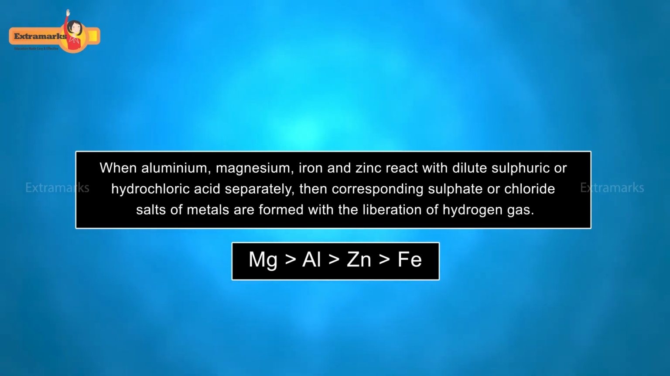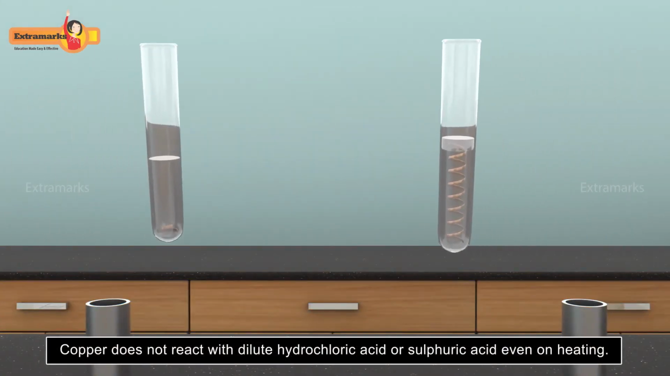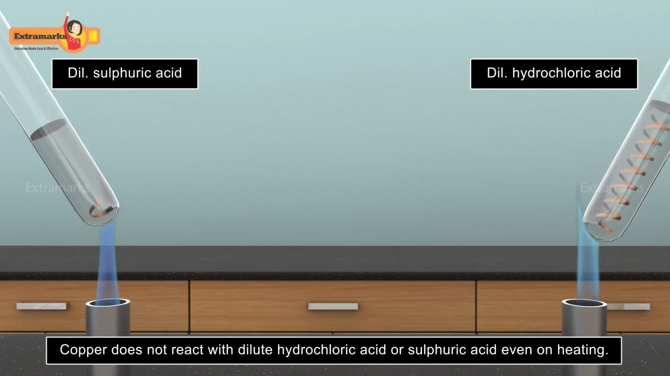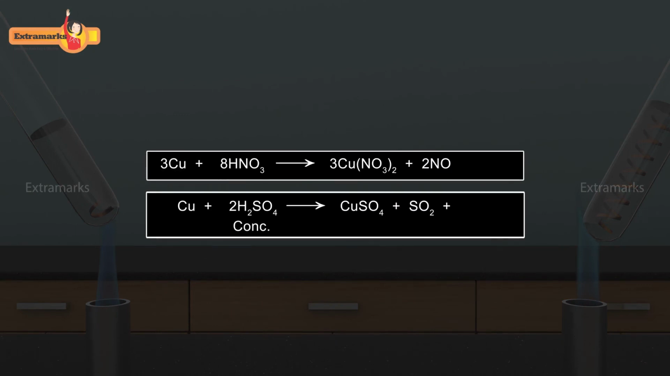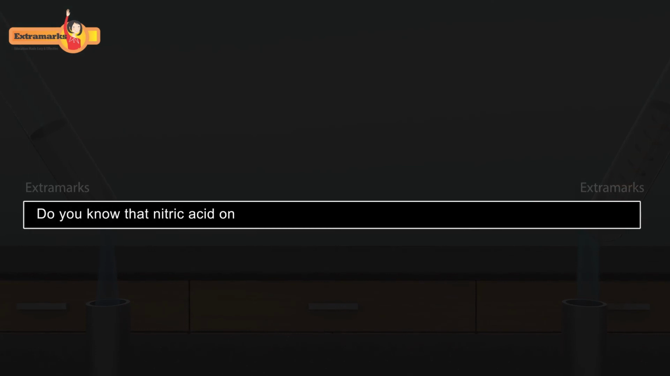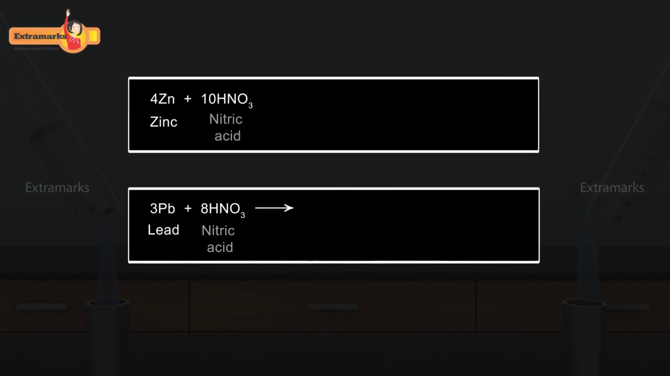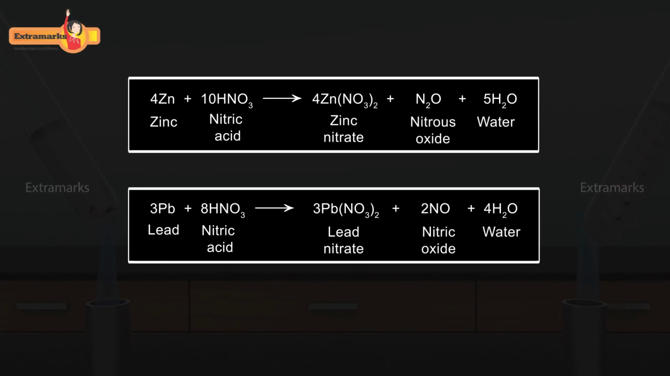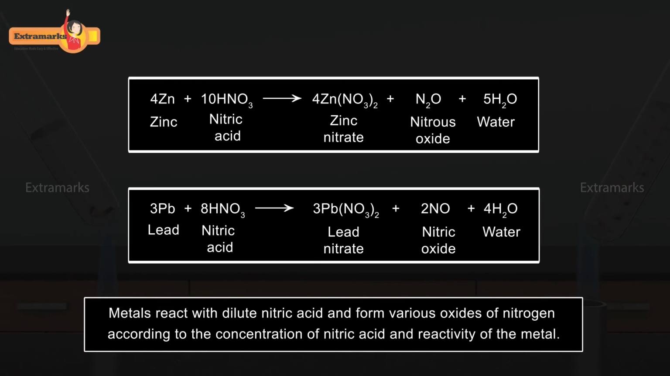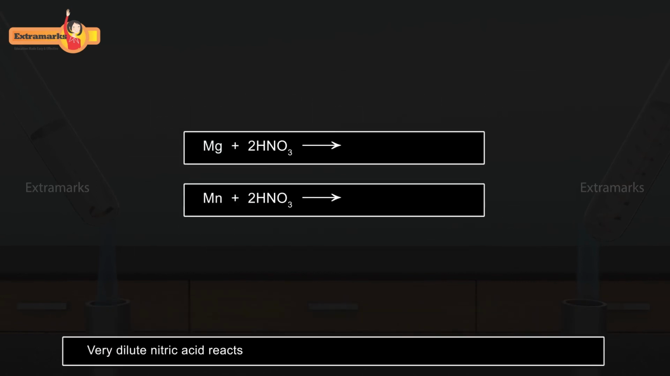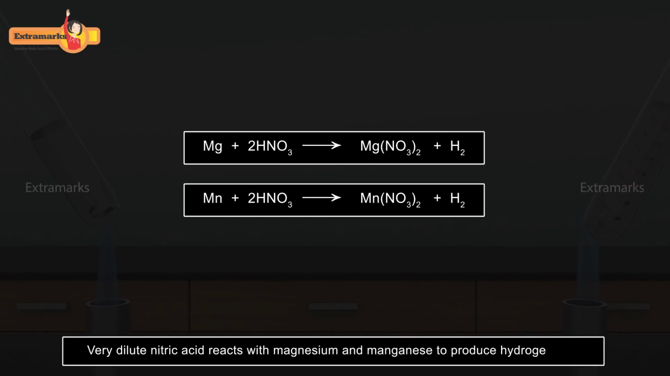The reactivity of these metals can be indicated by the following sequence. Remember that copper does not react with dilute hydrochloric acid or sulfuric acid even on heating, but it reacts with nitric acid and concentrated sulfuric acid. Do you know that nitric acid on reaction with active metals does not produce hydrogen gas? It is because of the strong oxidizing nature of nitric acid. Metals react with dilute nitric acid and form various oxides of nitrogen according to the concentration of nitric acid and reactivity of the metal. However, very dilute nitric acid reacts with magnesium and manganese to produce hydrogen gas.